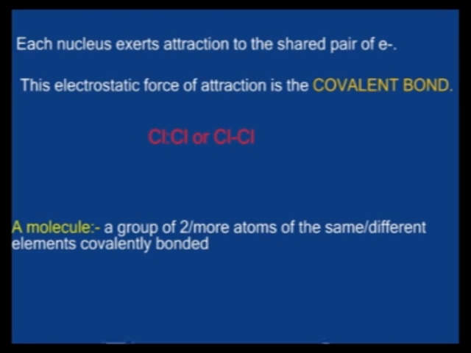Up to this point, it is important, and I'm sure you may have noticed, that a bond is not a physical object, rather it is a mutual force of attraction. In ionic bonding, the bond was the mutual force of attraction between oppositely charged particles. As for the covalent bond here, we have seen it is the force of attraction exerted by the nucleus on the shared pair of electrons.